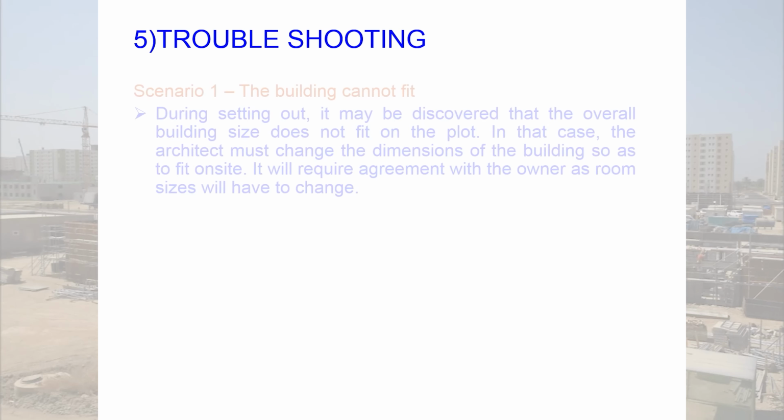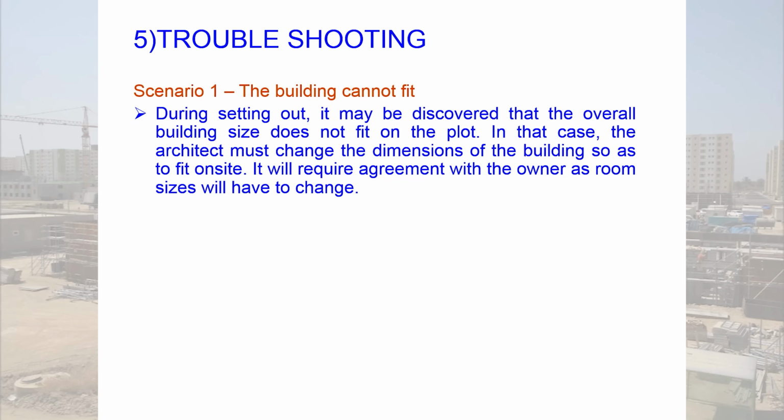Troubleshooting. Scenario 1. The building cannot fit. During setting out, it may be discovered that the overall building size does not fit on the plot. In that case, the architect must change the dimensions of the building so as to fit on site. It will require agreement with the owner, as room sizes will have to change.